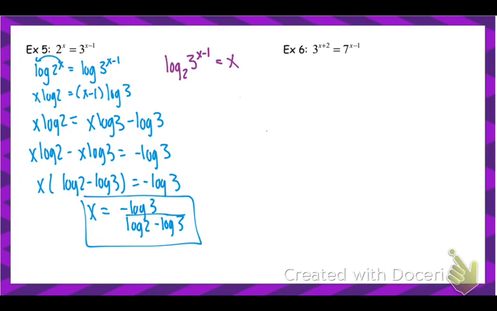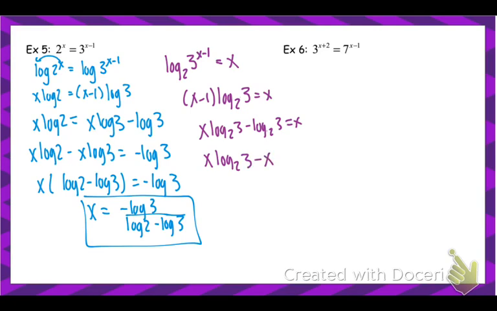So if we went ahead and worked this out, just setting it up in that other format, that x minus 1 would move to the front. I can go ahead and distribute. I can go ahead and get all my x's on the same side. Factor out my x. And divide.